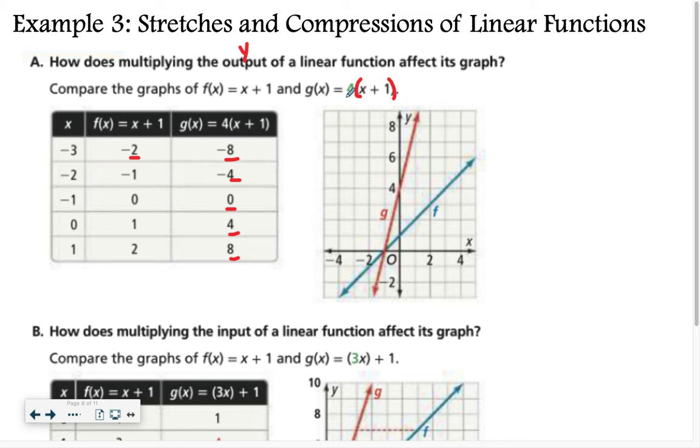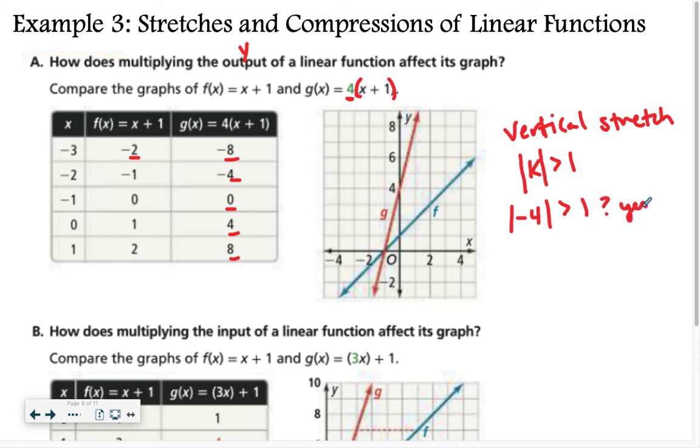That's because multiplying by 4 does what we call a vertical stretch. Okay, a vertical stretch is anytime your constant, so k, is greater than 1. Anytime you'll get a vertical stretch anytime k is greater than 1. And actually it's the absolute value of k. So even if you had like a -4, you do the absolute value and you'd say, is that bigger than 1? Yes, it's a vertical stretch. But we'll talk about negatives more later.